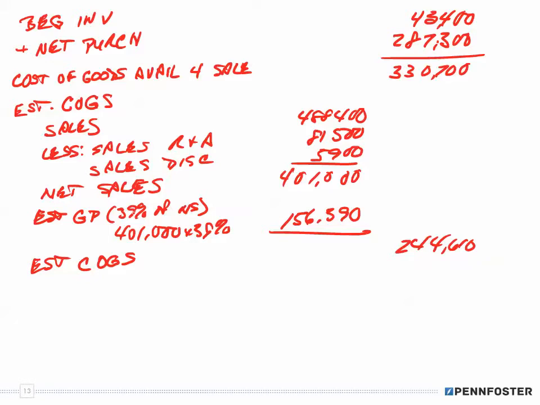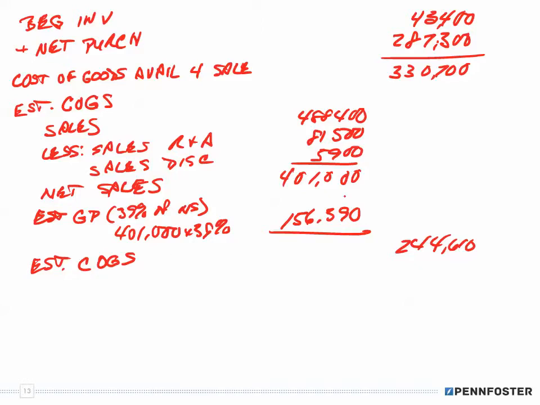We don't know what it is exactly. It's only an estimate. That's why we're always using estimated cost of goods sold. If we had a hard figure, meaning if we knew exactly what our cost of goods sold was, then we would just say cost of goods sold. We wouldn't use the word estimate, okay? But because we're estimating our gross profit, we end up with an estimated cost of goods sold.